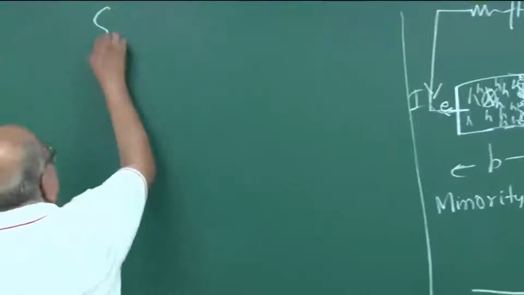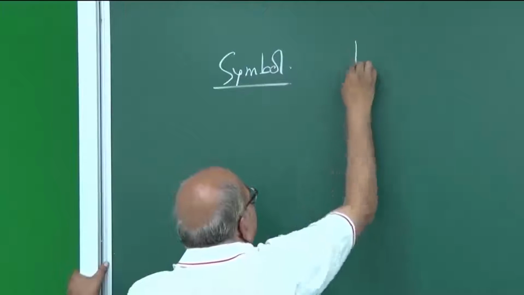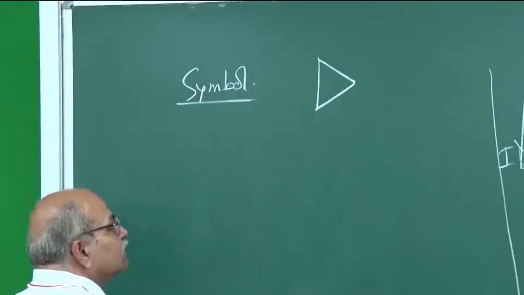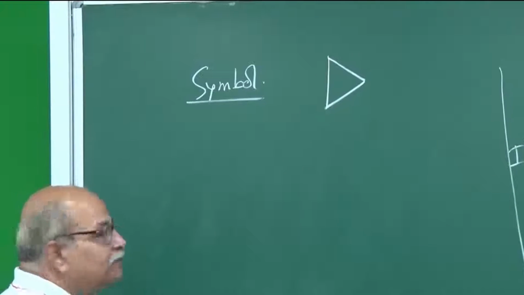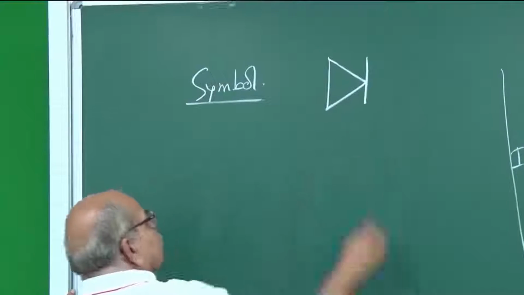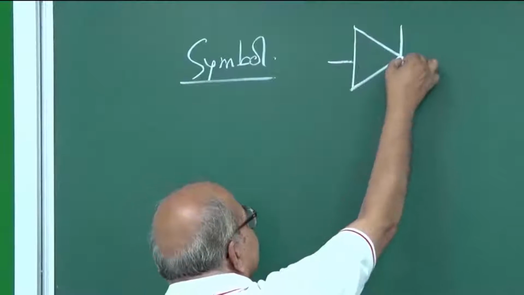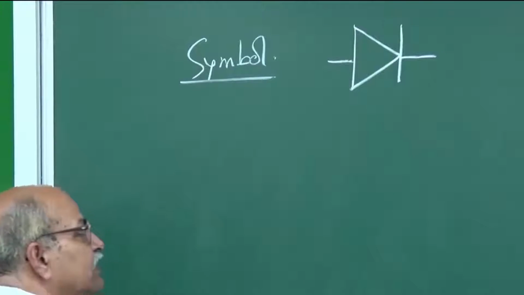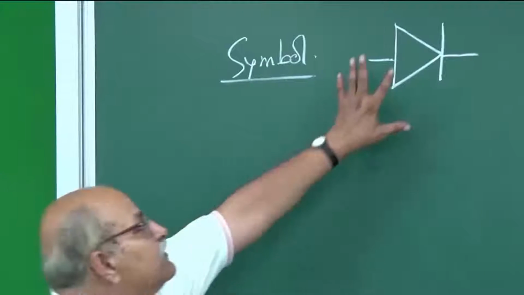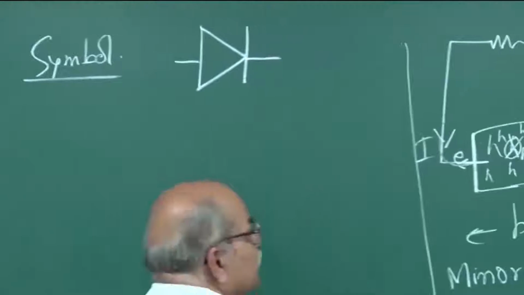The symbol for that is, you draw a triangle, this kind of triangle, isosceles triangle, and put a line at this vertex, and then these are two lines here. So this is the symbol for diode. So whenever in the circuit we have to show a diode, we will be putting this. So if I redraw this circuit, it will look like this.